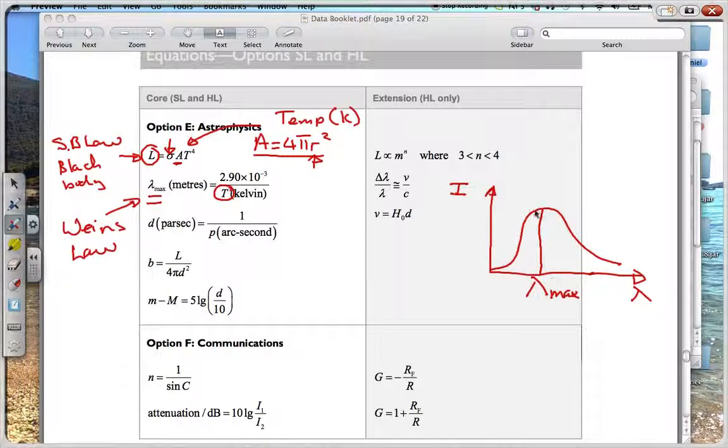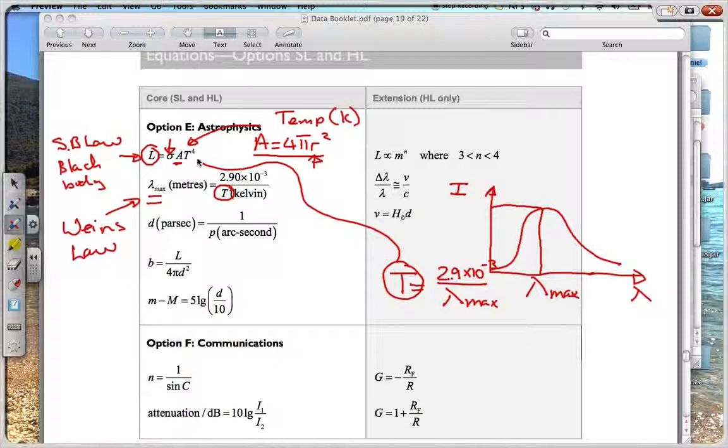So this wavelength over here is where the maximum amount of energy, the maximum intensity of light. And from that, if we know that, we can work out the temperature, because the temperature will equal 2.9 times 10 to the negative 3 divided by that lambda max. If we know the temperature, we can put it into this formula over here, and if we know the luminosity, as I said, we can work out the area, the surface area of the star.